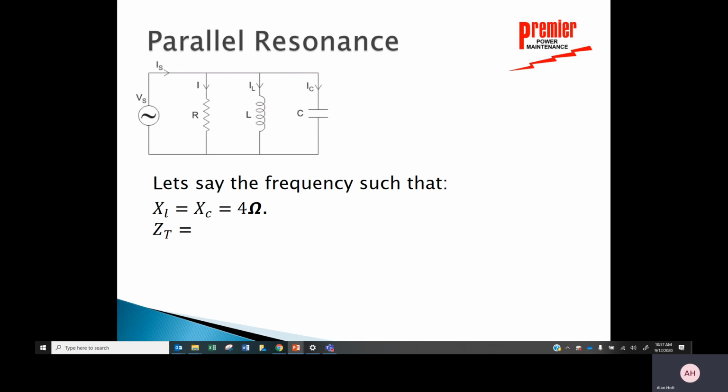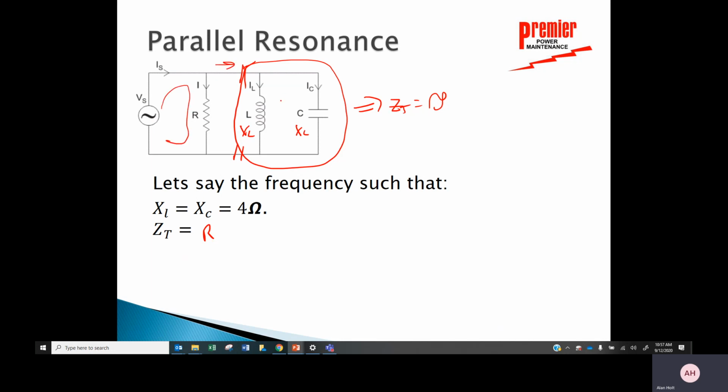Now, parallel resonance. Let's just suffice it to say that if X sub L equals X sub C, and we can go through the math there, then this combination of the inductance and the capacitance in parallel, that little section of the circuit, Z total there, is infinite. That becomes an open circuit. So at that resonant frequency, the total impedance of this circuit, again, is R. Current's going to flow this way. No current's going to flow here because I have basically infinite impedance there.